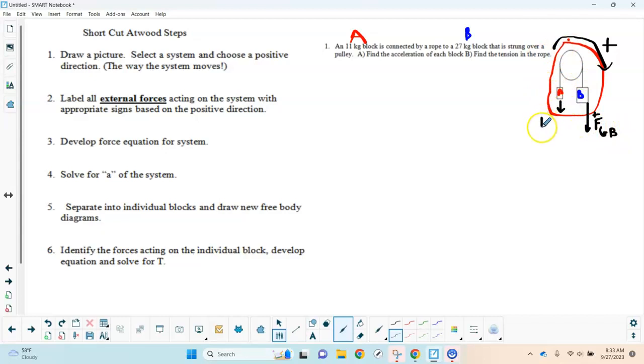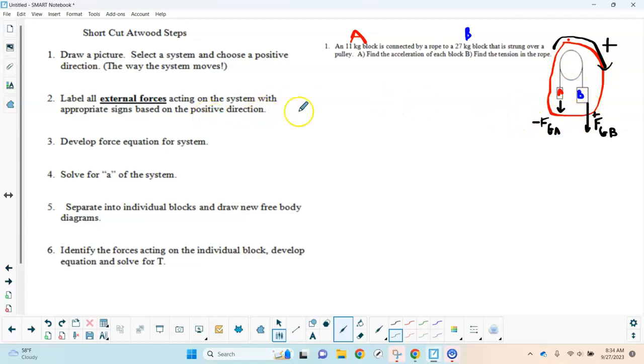And notice I drew these 2 forces, force of gravity on B and force of gravity on A. They are not the same size. If they were the same size, nothing would happen. The forces would balance and it would not accelerate. And they are not balanced. This B is definitely heavier, so it's going to win the tug of war, and it's going to pull, and it's going to accelerate that way.